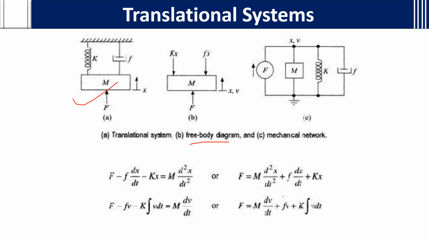So f minus f into dx by dt. Why? Because it is a damper element. It is dx by dt we need to write, according to the previous equations I have shown. And for the spring element, minus kx we are going to write, that is equal to m into d square x by dt square. This is d square x by dt square for the mass, the differential equation.